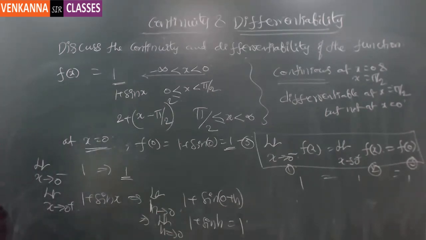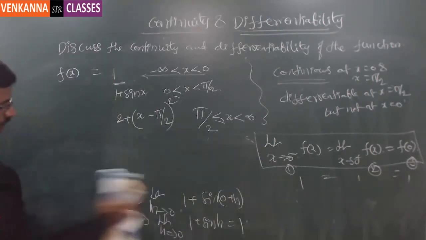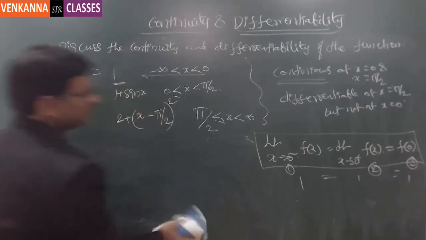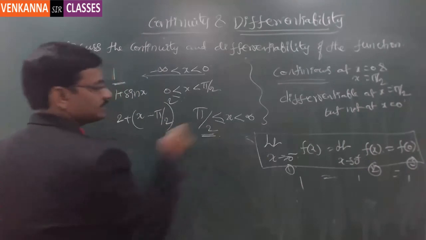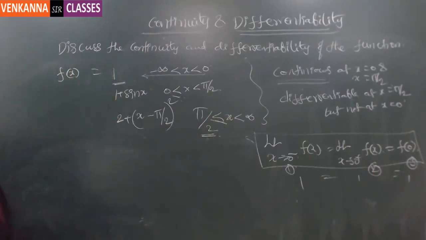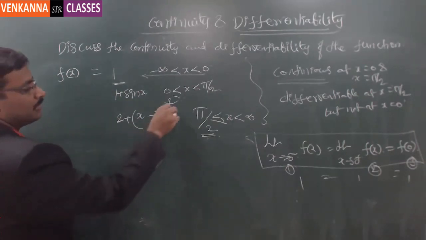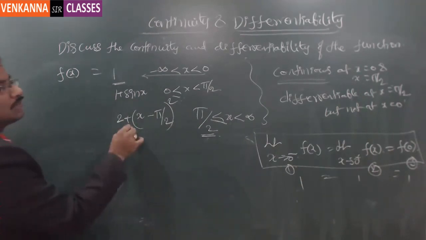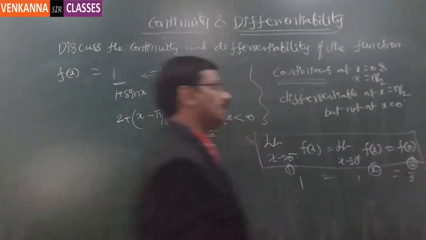Okay, so this is the first part. And similarly, continuity we will test at x is equal to pi by 2. First I will check the function value at x is equal to pi by 2. At x is equal to pi by 2 use this range, because this is less than or equal to, so equal to is also included here. So when x is equal to pi by 2, this value will be pi by 2 minus pi by 2, whole square, plus 2. Then this value is 3.